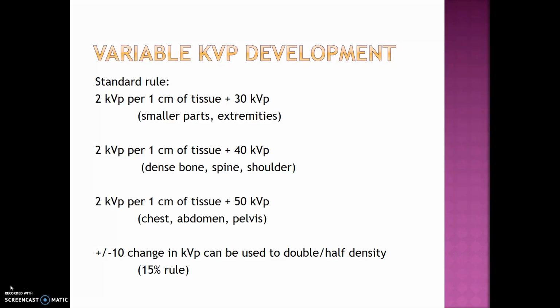A plus or minus 10 change in KVP can be used to double or half density. This is based from the 15% rule.